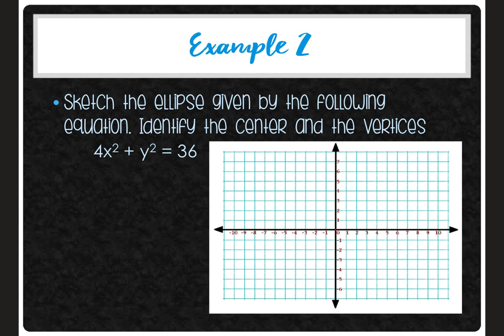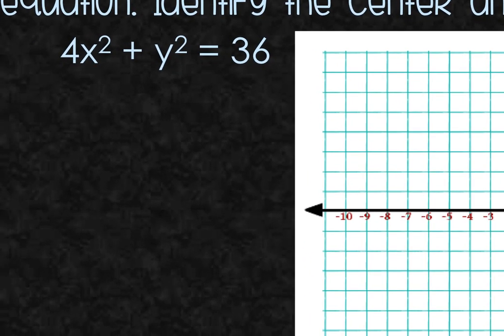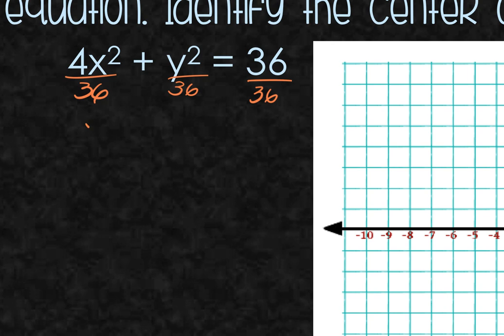All right. Now it says sketch the ellipse given by the following equation. Verify the center and the vertices. What has to be true about an ellipse standard equation? It has to equal 1. Good. So does this equal 1? No. What would you have to do to get it to equal 1? Divide by 36. That would make a mess. X squared over 9 plus y squared over 36 equals 1 is the standard form of the ellipse.